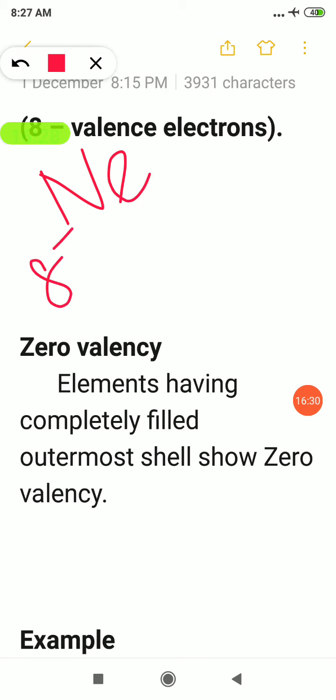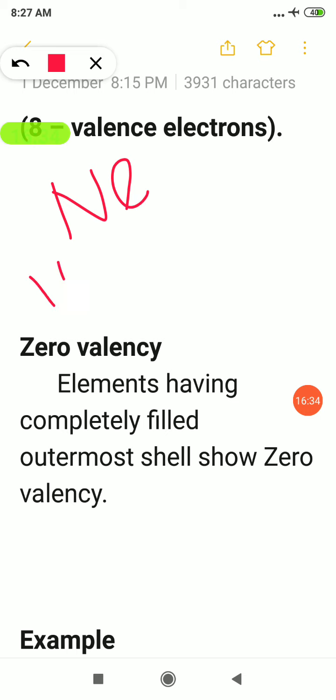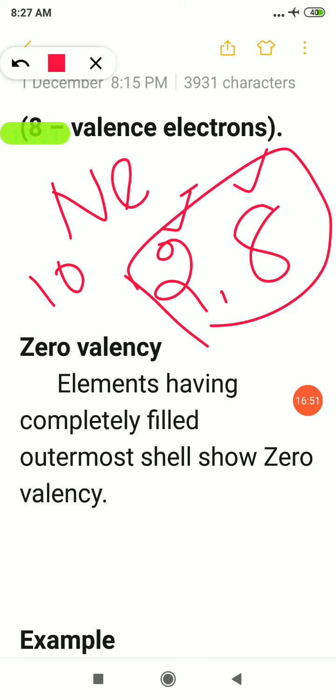neon's atomic number is 10, so its electronic configuration is 2,8. The first shell is completely filled, the second shell is also completely filled, because we know that in the first shell maximum 2 electrons can be present, in the second shell maximum 8 electrons can be present. So both the shells are completely filled, so neither do they lose electrons nor gain electrons.